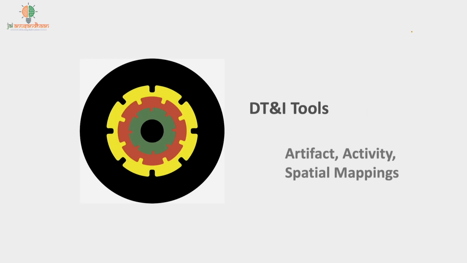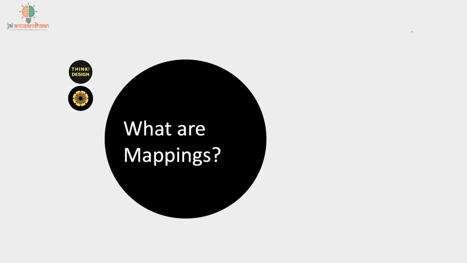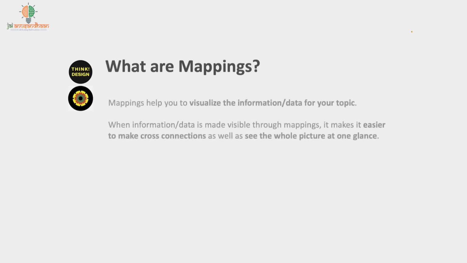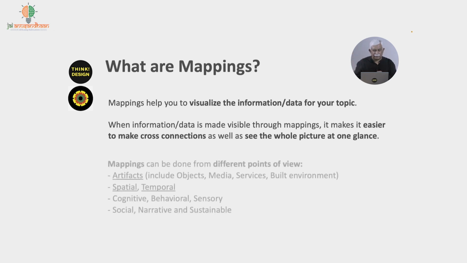We're going to be looking at artifact, activity and spatial mappings. What are mappings? Mappings basically help you to visualize the information or the data that you've collected with respect to your topic. And when it is made visible through these mappings, it makes it easier to make cross connections because you have them in the same place, and you also get the big picture or the whole picture at one glance, and it can be done from different points of view.